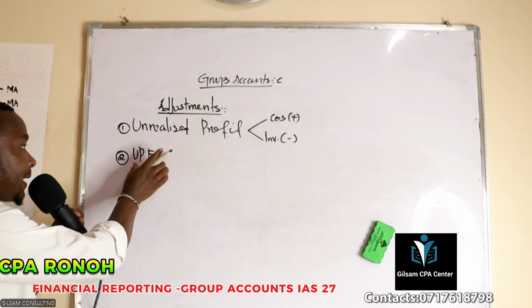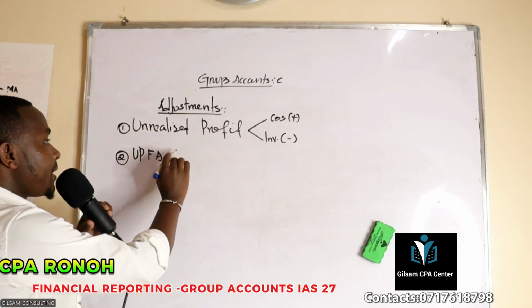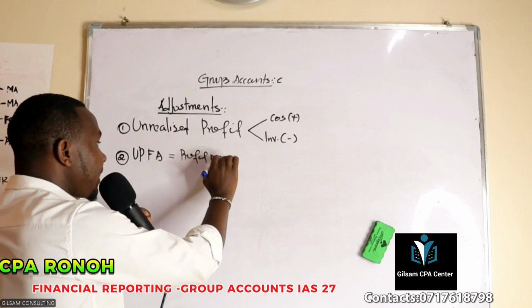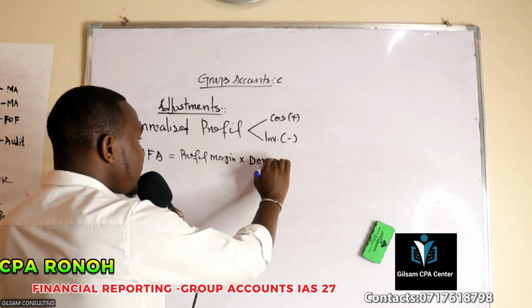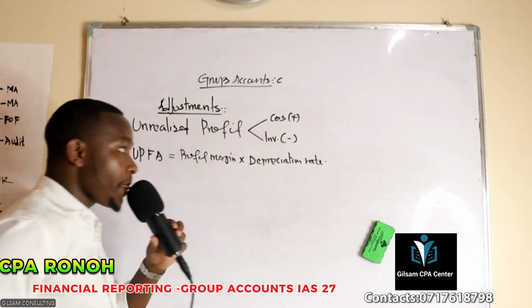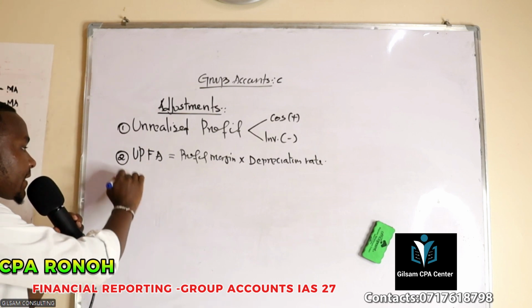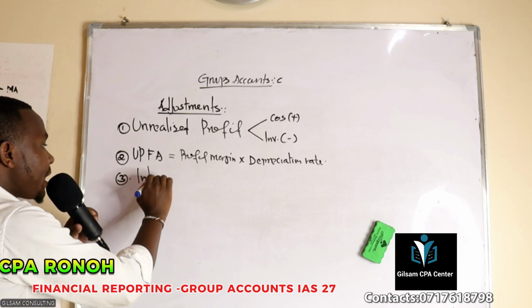And how do we get this UPFA? You need to understand the UPFA. You get the profit margin and you multiply by the depreciation rate. And then number three adjustment is what is called the intercompany owings.